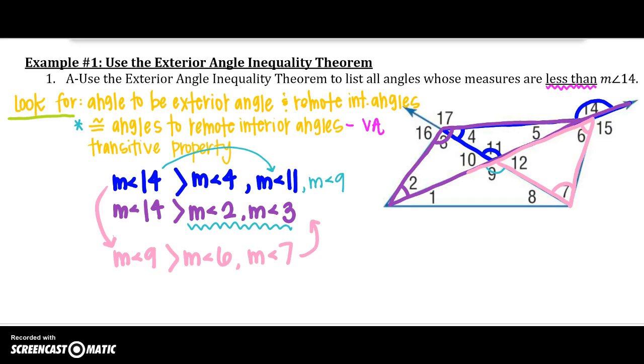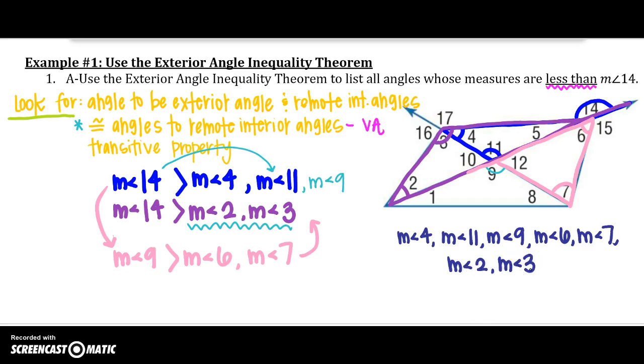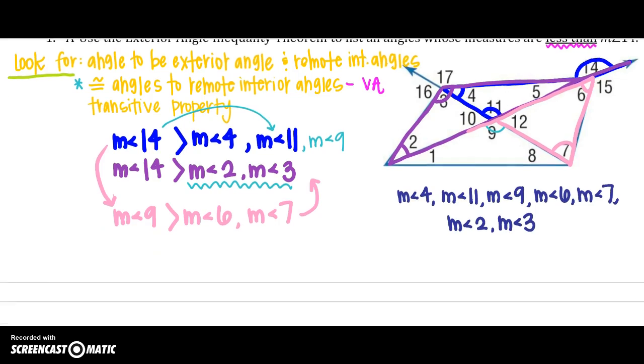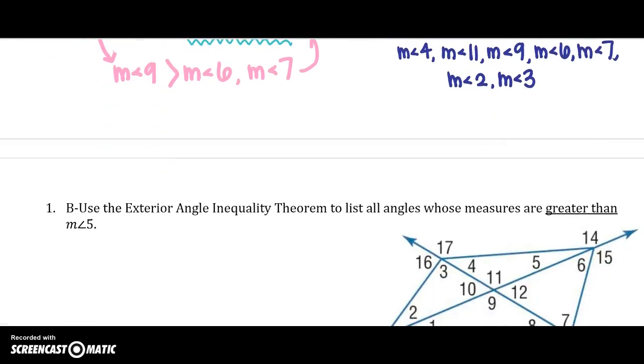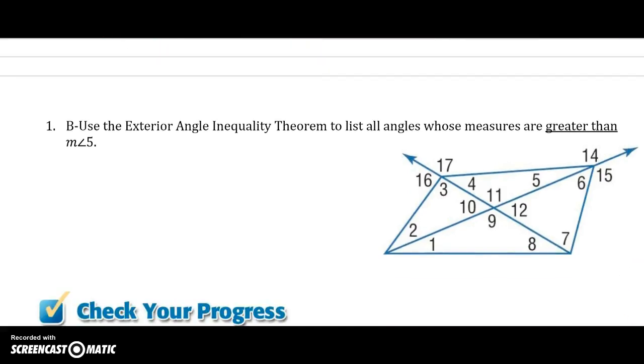So which angles is 14 greater than? We could say the measure of angle 4, angle 11, and 9 because of those vertical angles. Since 9 is greater than 6 and 7, we can include those as well. And then we can also say the measure of angle 2 and angle 3. This probably won't come to you right away, but you can take some steps and keep looking for them. I think it'll get easier as you practice. Let's go to the next one.